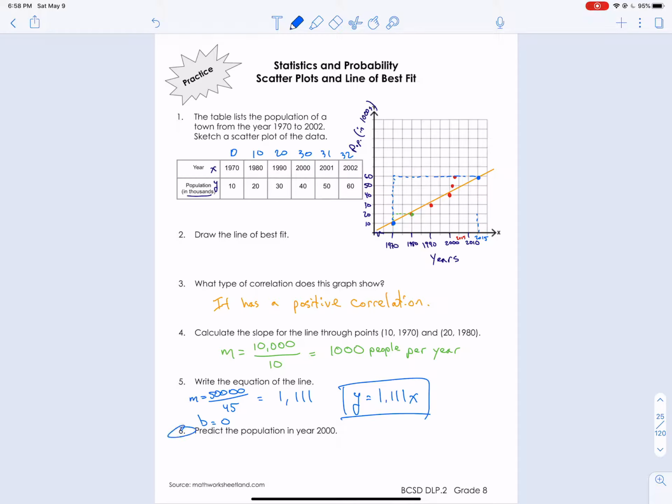And then number 6 is predict the population in the year 2000. Well, again, this is a mistake because we know it. It's right there, 40,000. So there's 40,000 people. So again, not a great problem, but if you understand how to draw a line of best fit, how to plot points, how to write an equation, that is perfect.